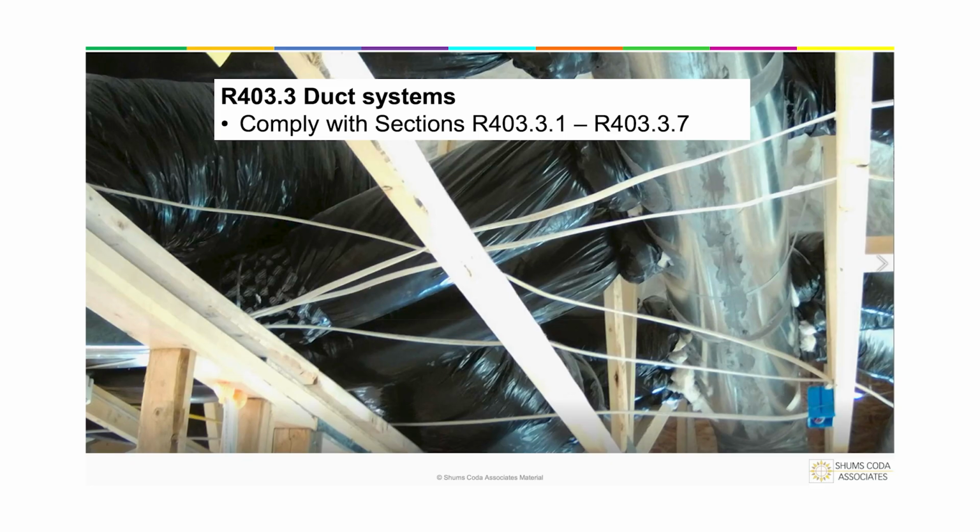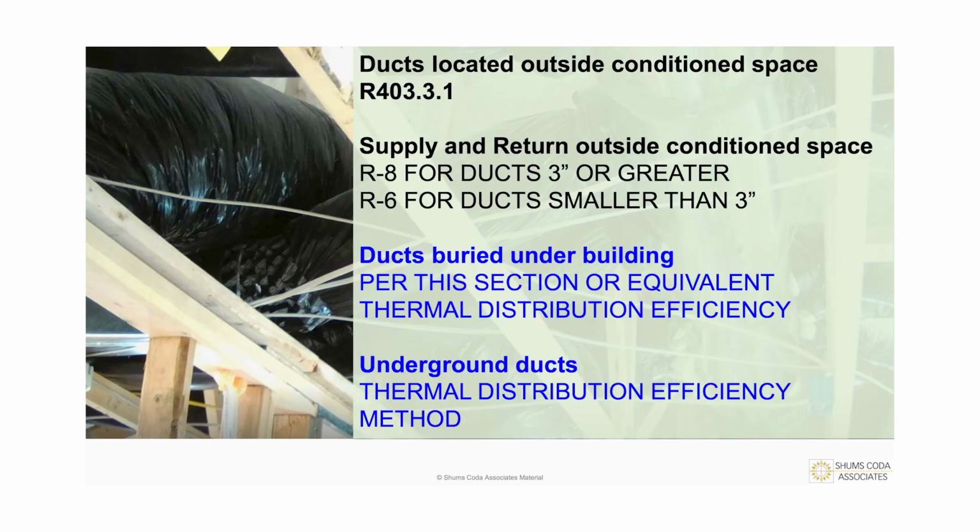So duct systems have to comply with 403.3.1 all the way to 403.3.7 as applicable. Let's talk about the first one. Basically, if you have ductwork that's located outside of the thermal envelope, you are going to have to insulate those. It's going to depend on the size of the duct as to how much insulation you need. If it's 3 inches or greater, you have to have an R8. If it's less than 3 inches, then you're going to do an R6.